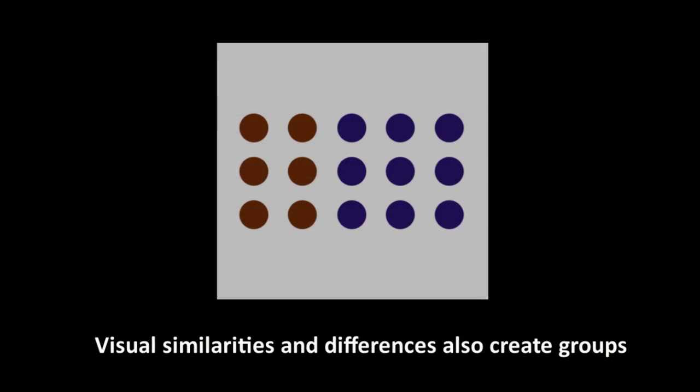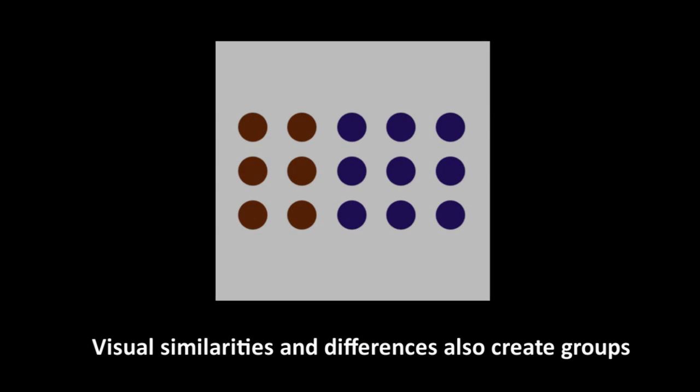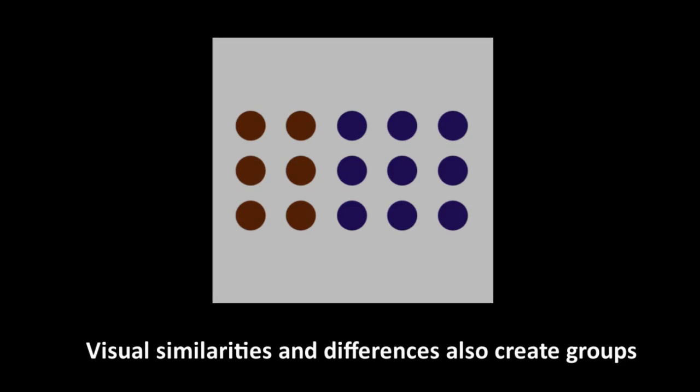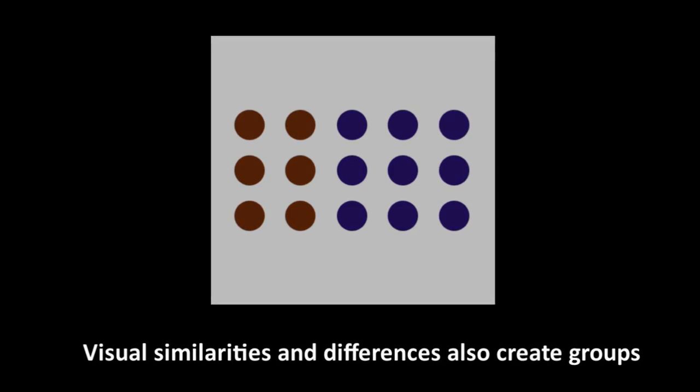Grouping also comes from visual similarities. Now, in this case, everything has the same proximity to each other, but thanks to the difference in color, your brain creates 2 groups anyway. So this then comes down to tip number 2, which is contrast and saturation. By being strategic with your contrast and saturation, again, you create groups.